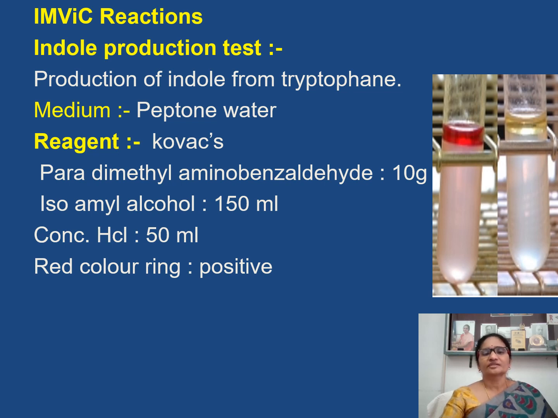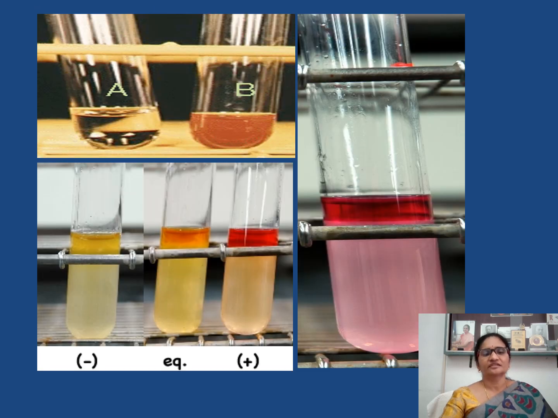Peptone is nothing but partially digested protein. Protein is nothing but amino acids, and amino acids include tryptophan also. If indole is produced from tryptophan, it will combine with the aldehyde and produce a red color. A red color ring is positive. See, this is positive. A yellow color ring is negative.